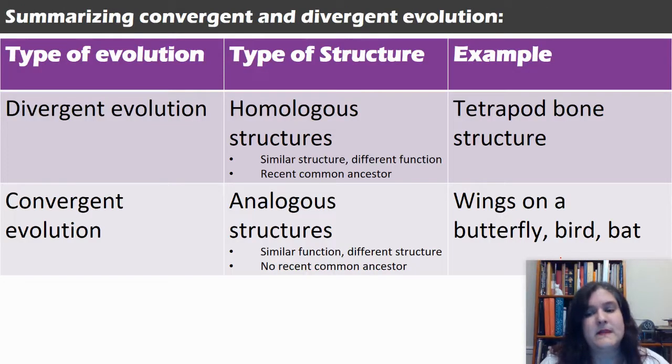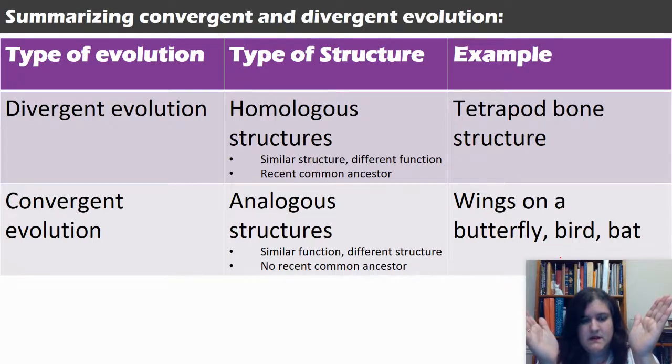Okay, so I've given you a lot of information. Let's sum it up. Divergent evolution, diverging. You see homologous structures. There's a similar structure, but different function. They had a recent common ancestor. The example here was the tetrapod bone structure. Tetra means four. This was the whale, the cat, the bat, and the human. That is divergent evolution with homologous structures.